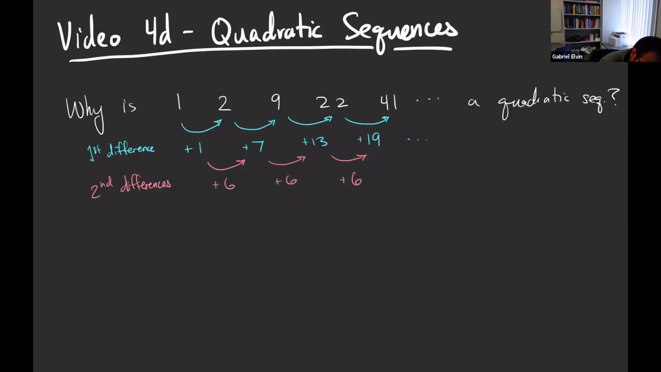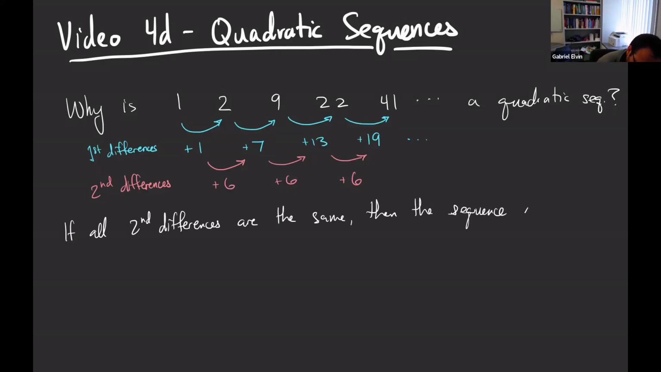You should say first differences, second differences. So if all second differences are the same, then the sequence is quadratic. That's a good way to identify if a sequence is quadratic or not. But what really is a quadratic sequence?